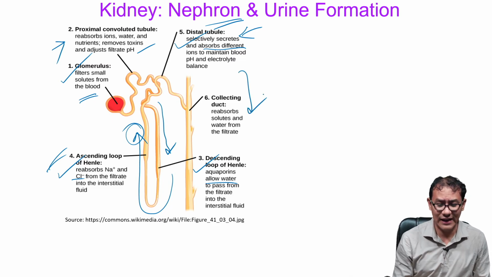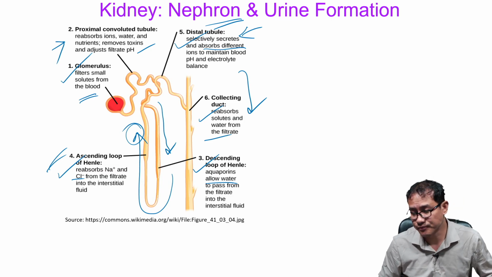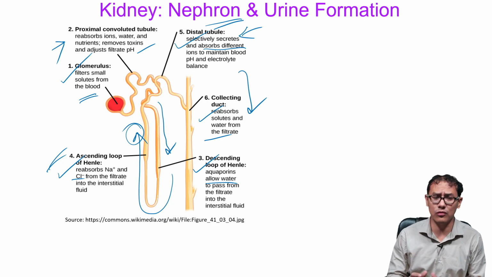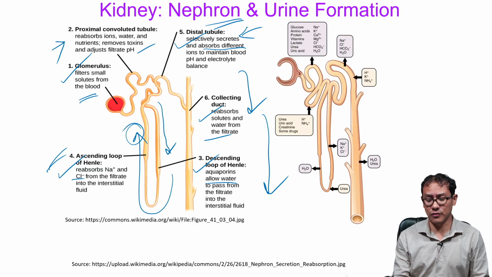Then it goes to the collecting duct, where further reabsorption of solutes and water happens, for example in the presence of different hormones like aldosterone and antidiuretic hormone, where water absorption occurs. So, different things happen, and ultimately the final product is the formation of urine.